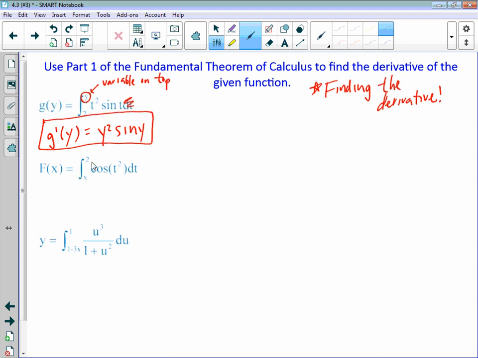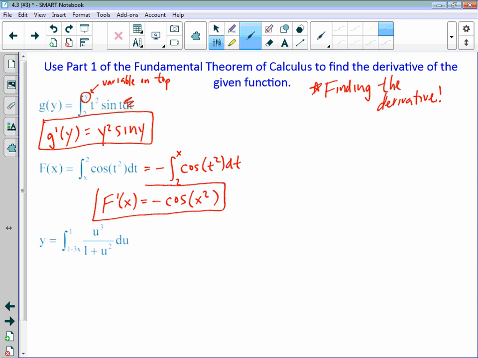So for this one here, what would I have to do in a first step in order to use this? Switch it. So you put a negative out front. Good. So we're going from 2 to x. It does not matter what this value is. It could be any number. So now I've got cosine of t squared dt, and then you can just do your substitution. Remember, we're finding the derivative. So the negative stays out front, x gets plugged in, so it'd be cosine of x squared. Does that look okay to everyone? And it says find the derivative, so we're done. We don't actually have to take the derivative of that, okay?